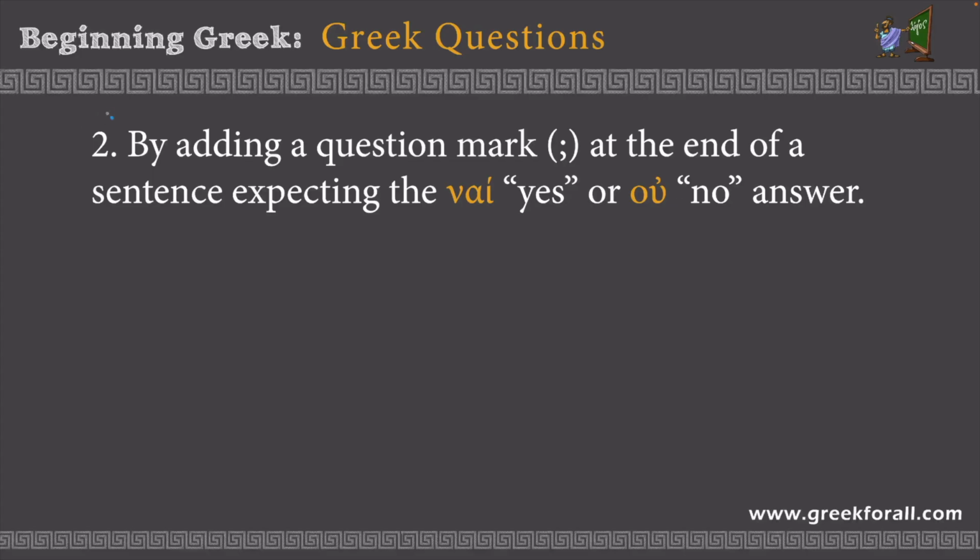The second type of questions in Greek is a so-called yes or no question. Let's take a look at how they are formed. By adding a question mark at the end of a regular sentence, we receive a so-called yes or no question. In other words, if we just have a regular sentence, instead of a period, we put the question mark here. Now we create a question which expects a yes or no answer.